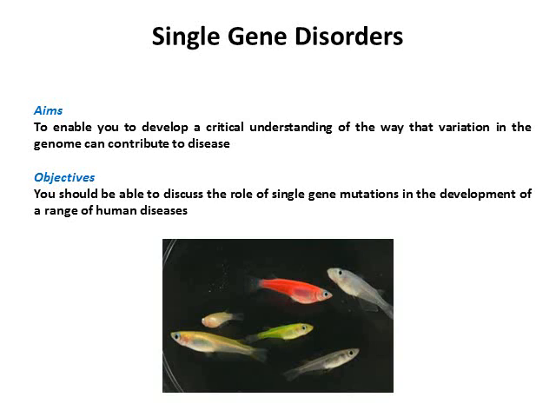What I want to do today is give you some examples of how those particular changes in DNA sequence, those mutations, lead to disease, and the different ways in which these mutations can result in disease, and the different ways in which these genetic diseases can be influenced themselves by external factors. So by the end of the lecture, hopefully you can discuss the role of single gene mutations in the development of a range of human diseases.